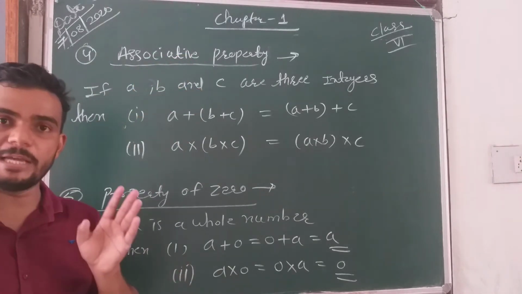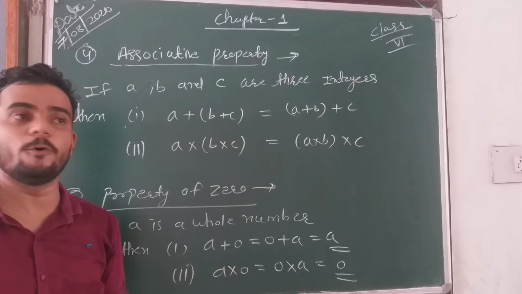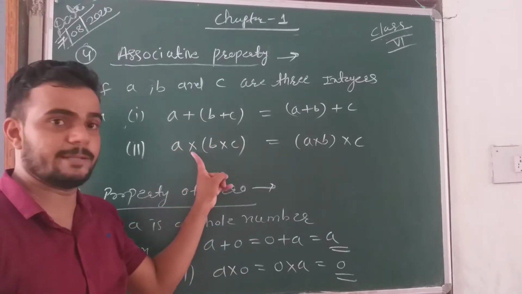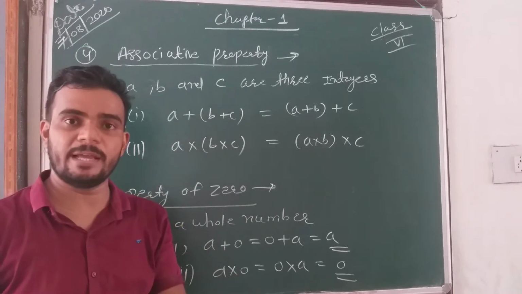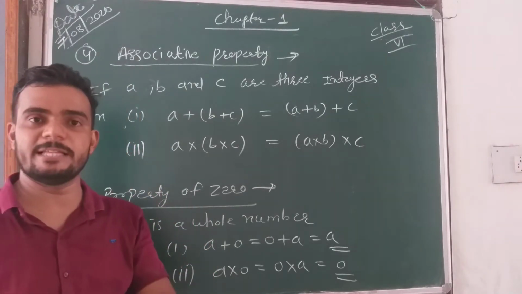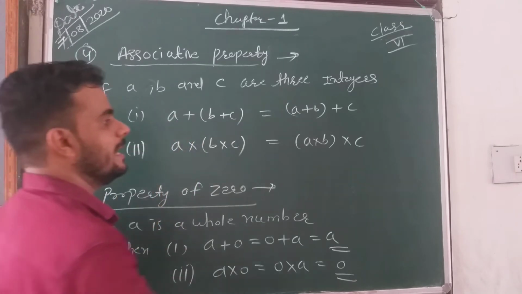The associative property is valid for addition and multiplication. Subtraction is valid only for the closure property, and the rest of the properties are only for addition and multiplication. Okay, just see the example.